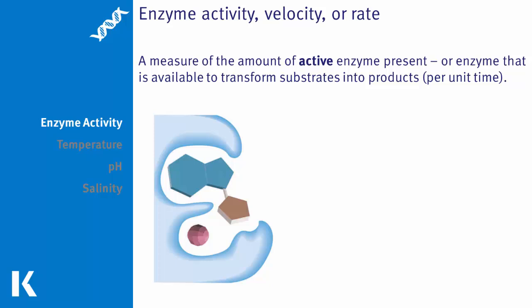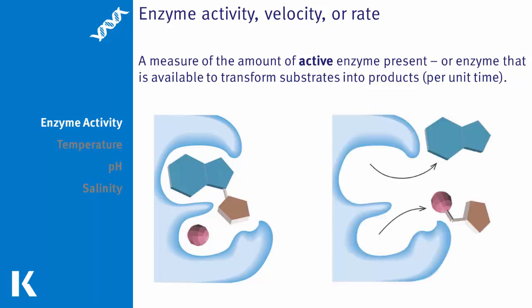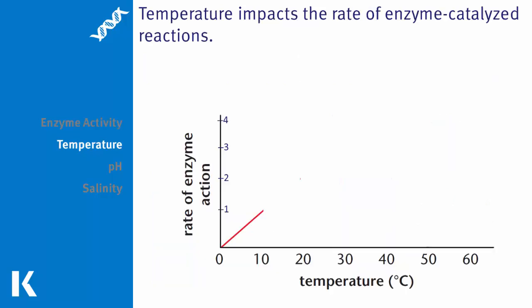Here we have two substrates in the active site of an enzyme. This enzyme is active because it is able to convert these two substrates into two different products. There are a few different factors that we must consider in order to determine if an enzyme will be active under different environmental conditions. Let's take a look at a few examples of these.